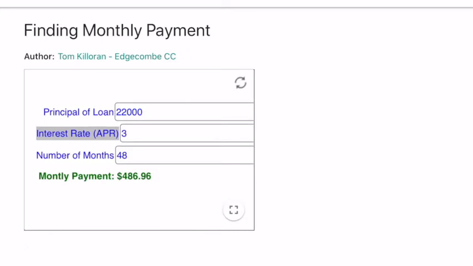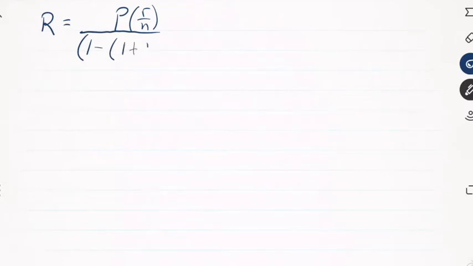Now, if you didn't have the calculator, you would have to have the formula. And I'll show you the formula, and you'll see why you really don't want to use it. So the formula would be, and I'll tell you what all the letters mean after I'm done writing it, because I've got to remember certain parts of it. The principal times r over n, divided by 1 minus 1 plus r over n raised to the negative nt. So it kind of looks like the compound interest formula is built into it.